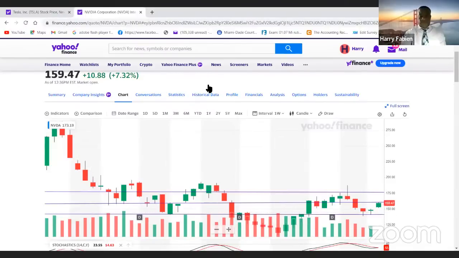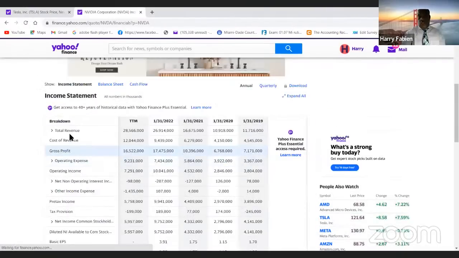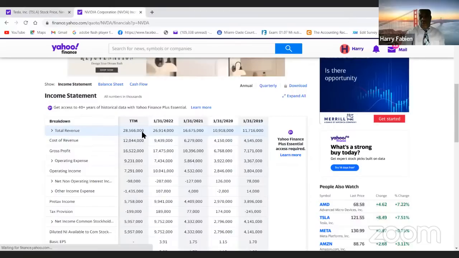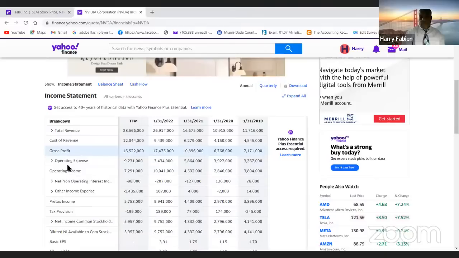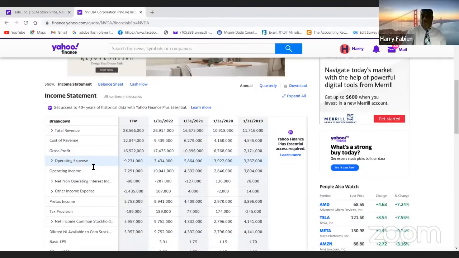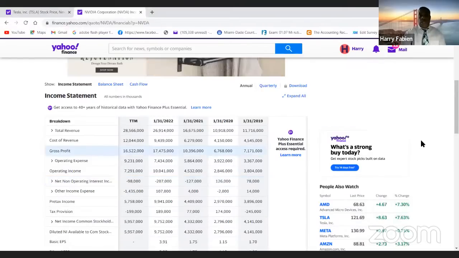Now, to look at again, you can click on financial. All those things, that's what you can look at. You can click on financial to see the total revenue, see the cost of the revenue. You can see the gross profit, see operating expenses, see operating income. I will not confuse you. I'm just giving you those things so you know what to look at.